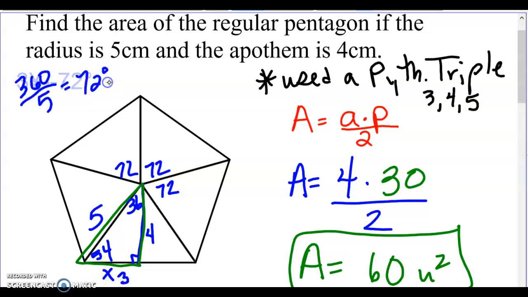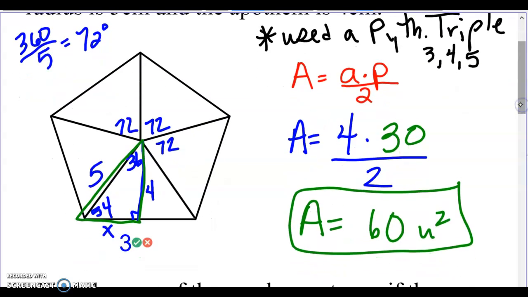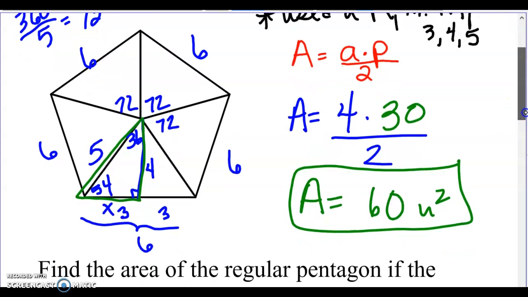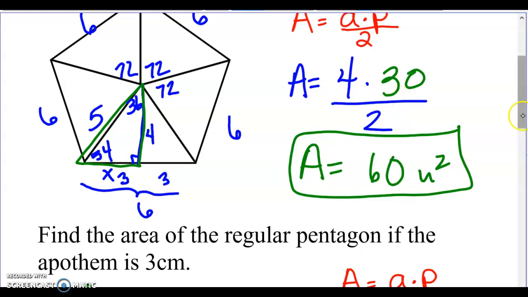So then I can go ahead and figure out what the perimeter is. If that piece is 3, then this piece is 3. So the whole side is 6. All of the sides are 6. So the perimeter then, like I have over here, is 30. All right, so 4 was the apothem that was given. I used my Pythagorean triple to figure out the side was 6, and so the perimeter was 30. So 4 times 30 divided by 2.